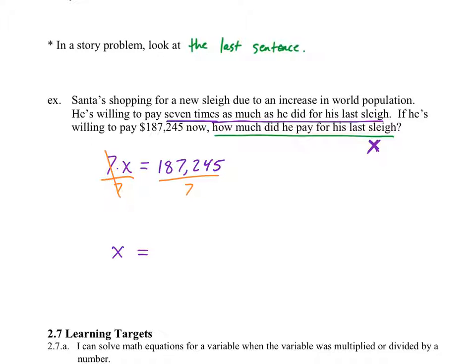We could take our trusty calculator and punch that in. It'll give us 26,749. And then a bunch of decimals. I don't know if I'd write those yet. 285,714. But since it's money, we want to round it to 2 decimal places. So we want to say, well, is it going to be 28 cents or 29 cents? Because that next number is a 5, we're going to round up to 29. And there is how much Santa's willing to pay, or how much he paid for his last sleigh.